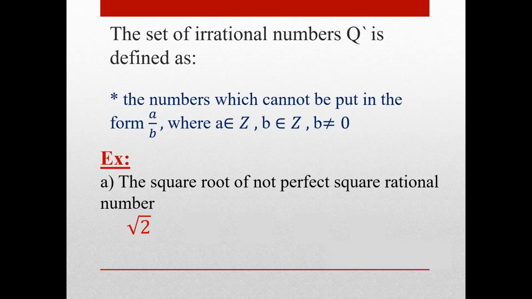So we can say in general, the square root of a non-perfect square is an irrational number, like the square root of 2 or the square root of 3, because 3 is not a perfect square. The square root of 5 is also irrational, as 5 is not a perfect square. And the square root of 6, the square root of 7, each one of them is an irrational number because 6 and 7 are not perfect squares.